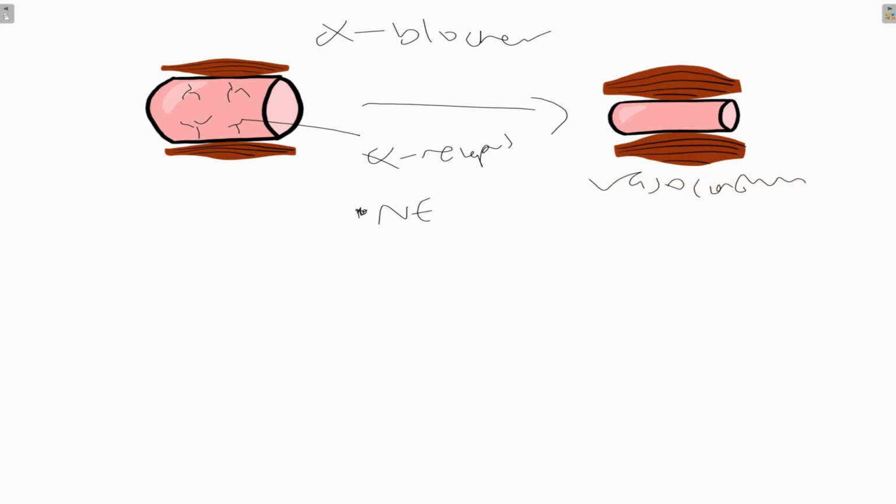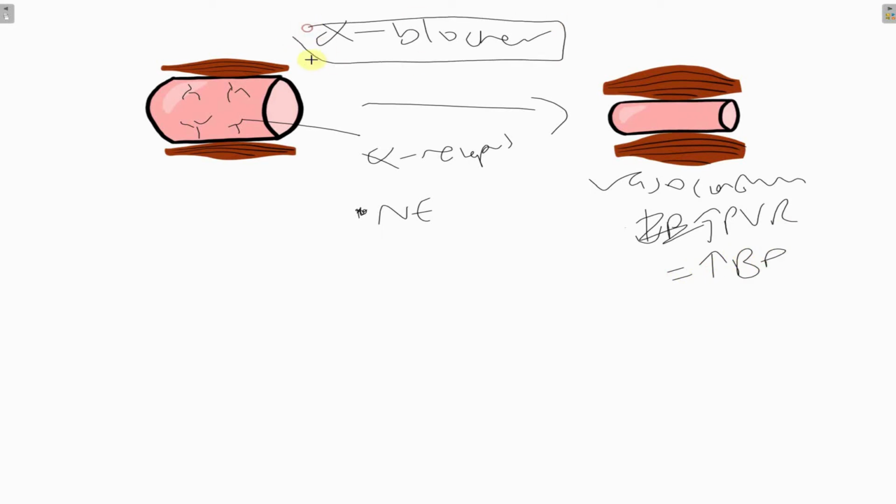And vasoconstriction causes an increase in peripheral vascular resistance, which causes an increase in blood pressure. So if we give an alpha blocker, it antagonizes those receptors, so the norepinephrine cannot bind. You've got non-selective alpha blockers and more selective alpha blockers, and doxazosin is more of a selective alpha blocker, working mostly on alpha-1 adrenoreceptors systemically.